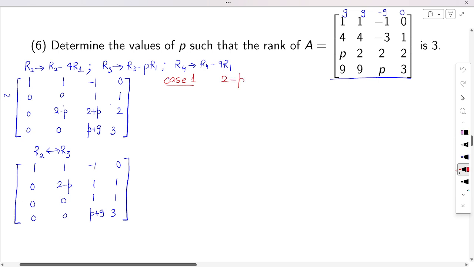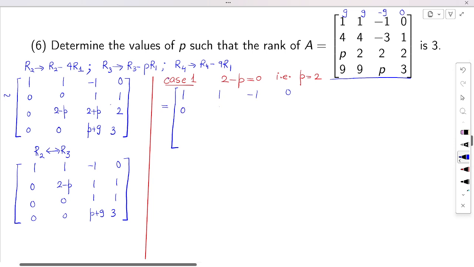When 2 minus p is 0, that is p is equal to 2. So when p is equal to 2, then this matrix becomes 1, 1, minus 1, 0, 0, 0, 1 and 1, 0, 0, 1 and 1, 0, 0, 11 and 3.